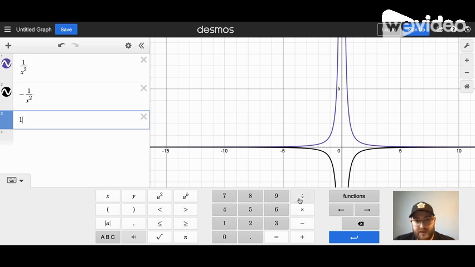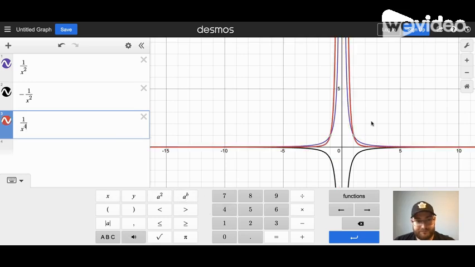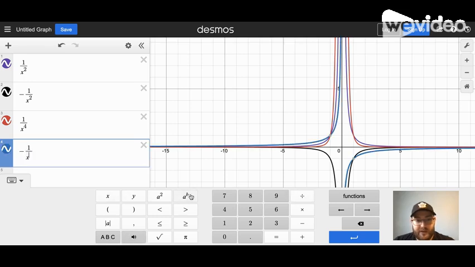Okay, so if we want to try this with different even positive integers for the powers, we can. So let's see, we have 1 divided by x to the power of 4. And once again, we see that the limit as x approaches 0 is positive infinity. And we can also try the negative function. So -1 divided by x to the power of 4. And that gives the limit as x approaches 0 is going to be equal to -infinity, because it's a negative function.